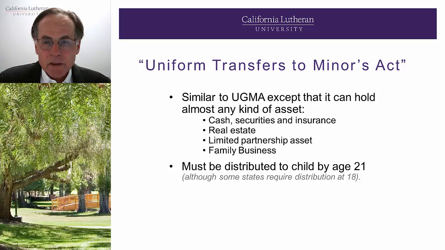The Uniform Transfers to Minors Act, or UTMA, is quite similar to that UGMA. The primary difference is in regards to the assets that are allowed into the account. As listed on the slide, you can see that there's a broader range of permitted assets, including cash, securities, insurance, real estate, limited partnerships, even family business assets. Also note that the assets are generally required to be distributed to the child once he or she reaches age 21.